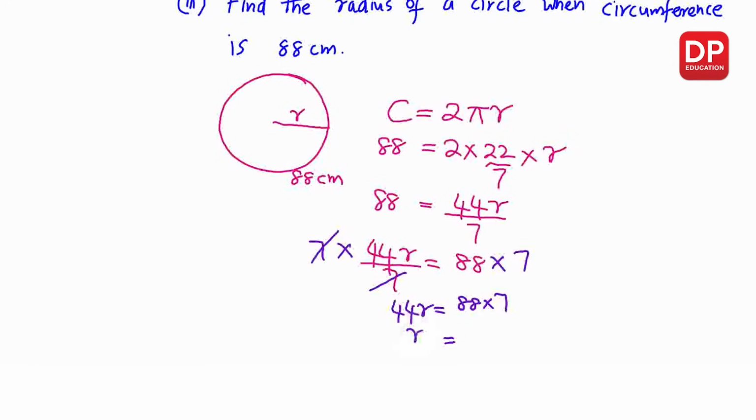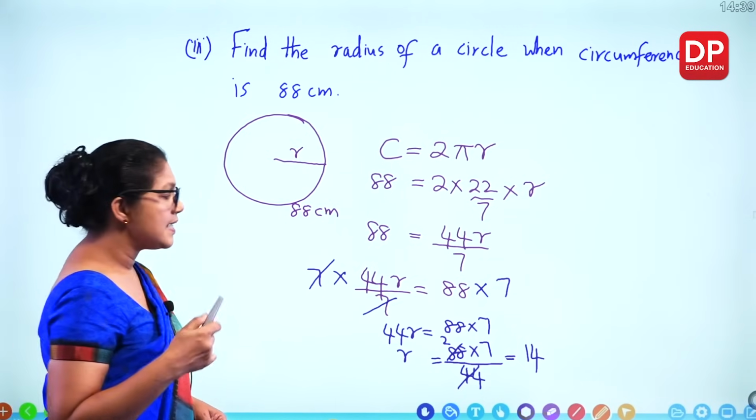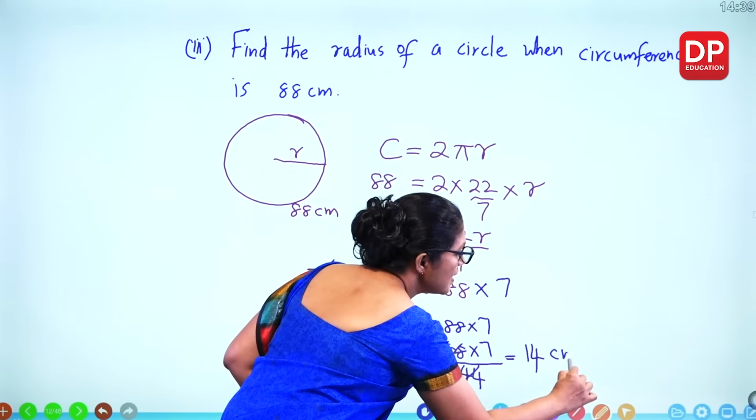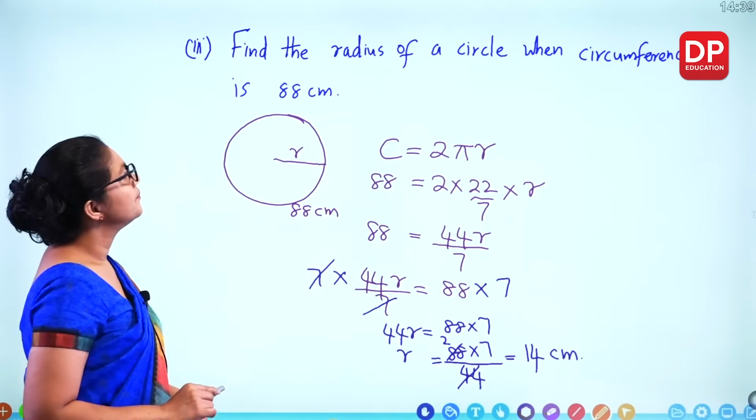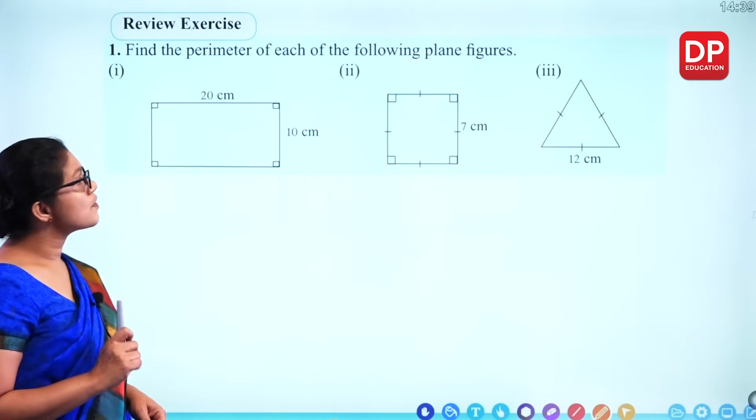So what is r here? You need to divide both sides by 44. So you get 88 into 7 divided by 44. Can you see? 44 times 2 is 88. So 2 times 7 you get 14. So what's the unit? Circumference is given in centimeters, so you have to use centimeters. Now we'll look at your review exercise in the textbook.